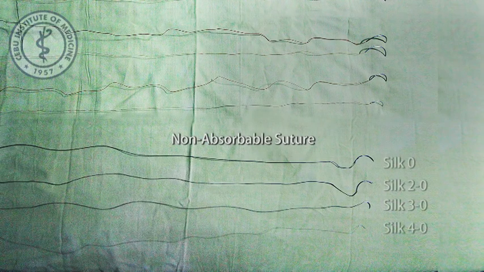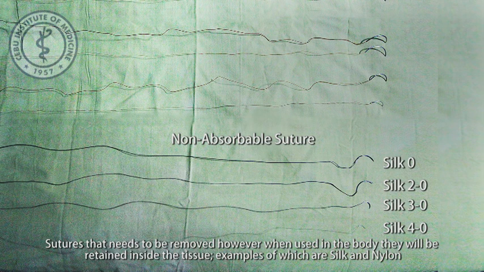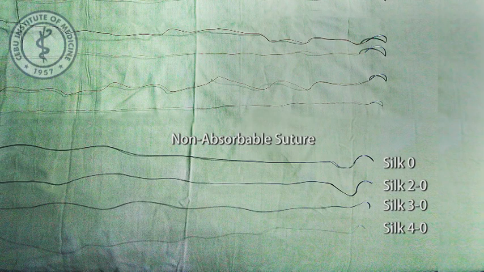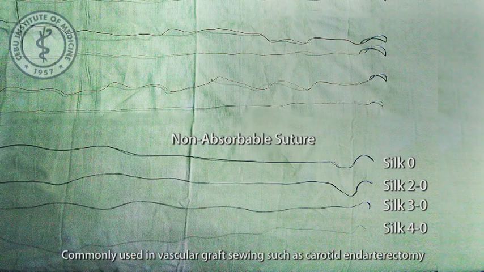Non-absorbable sutures are sutures that need to be removed; however, when used in the body, they will be retained inside the tissue, examples of which are silk and nylon. Silk 4-0, commonly used in vascular graft sewing such as carotid endarterectomy.